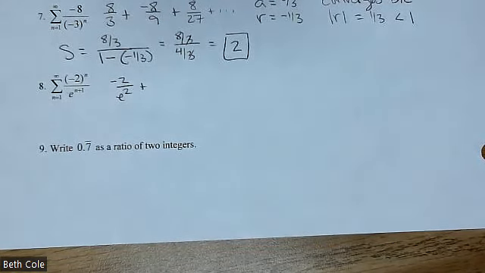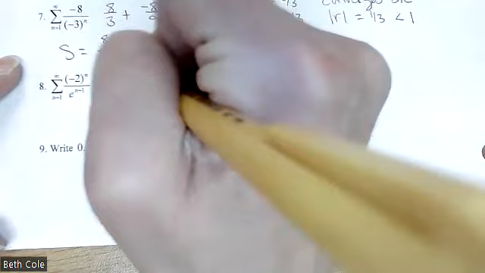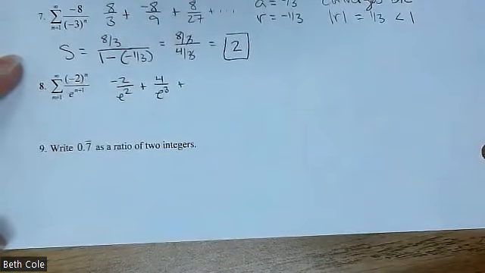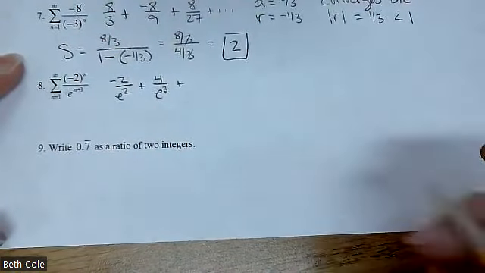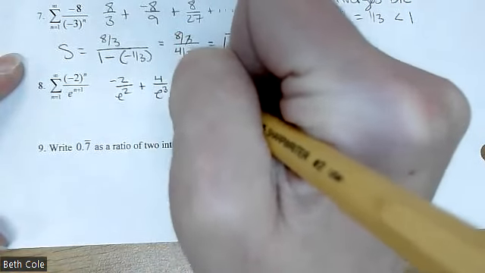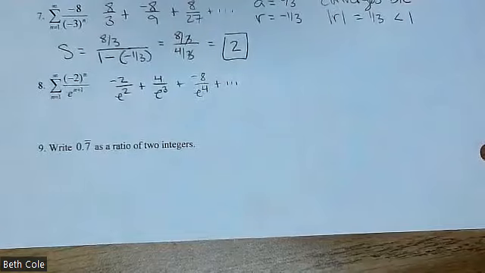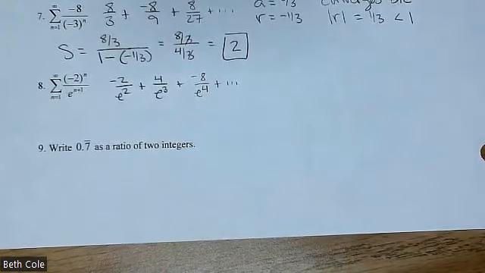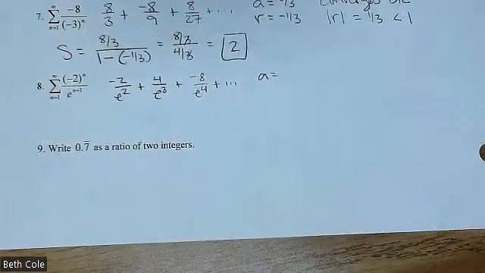Sometimes it's cool to look at the numerator and denominator separately. That helps a little bit. Good, 4/e³. And then let's just do one more. If you plug in 3, you would get -8/e⁴. Cool. Just do at least 3 to see what's going on.